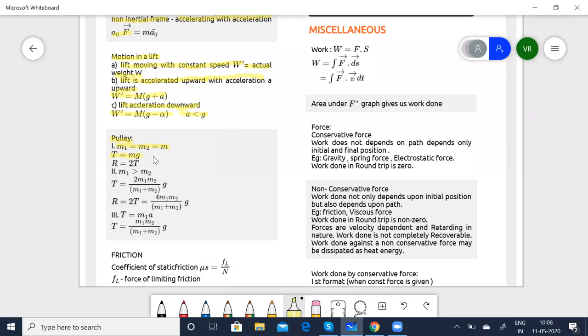Then tension is equal to mg. Remember that tension due to the spring is now going to be equal to mg. The reaction is equal to 2 times T. If M1 is... so two cases arise.